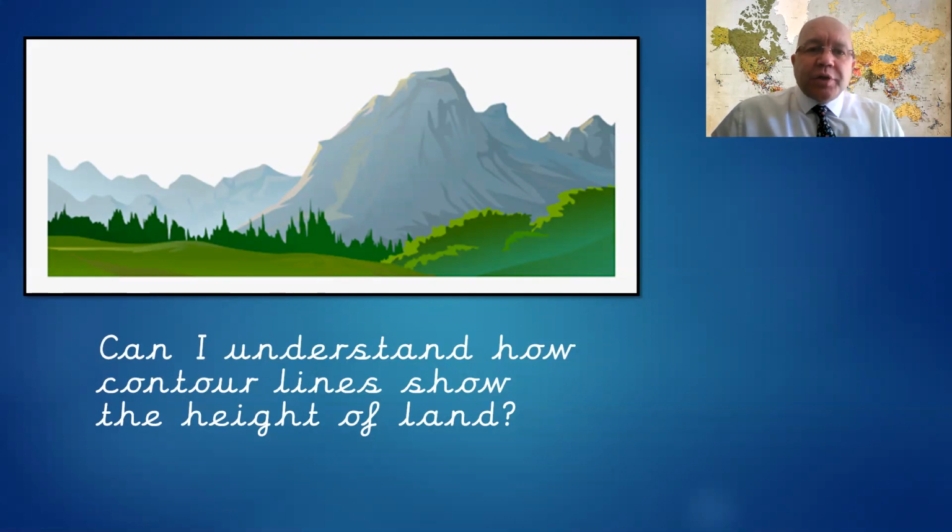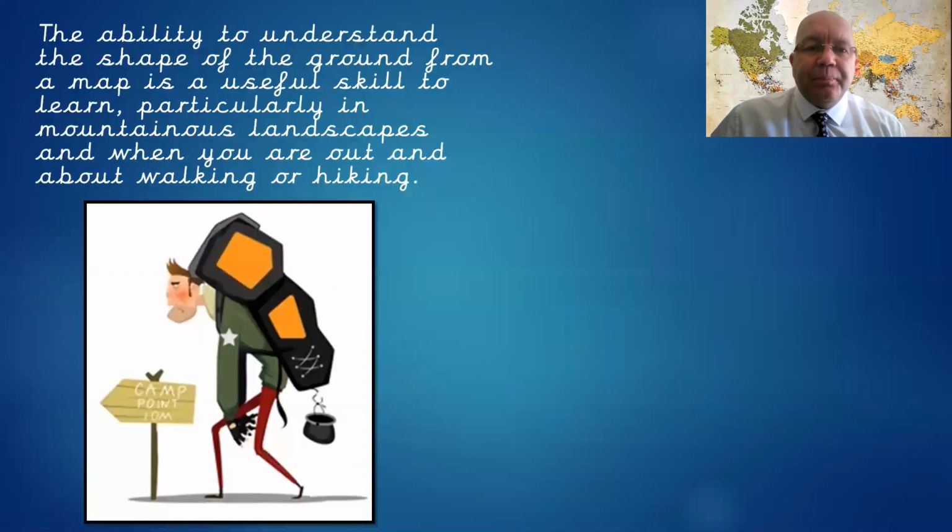Now, today we're going to focus on one particular feature of a map, and that is contour lines. Contour lines indicate how high a bit of land is, and they can be really useful, especially if you're on foot and you want to know where the steepest slopes are and maybe places to avoid if you're not a particularly good climber. But we'll take a look as we work our way through today's lesson.